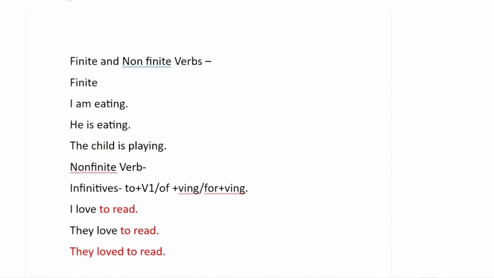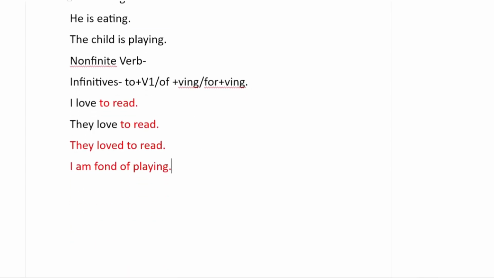Let's take an example of of plus V-ing. For example, I am fond of playing. Again, if I change the tense, this is in present tense. If I change it to past, am will change to was. I was fond of playing. So again of playing is not changing. So of playing is an infinitive and am is finite. Why? Because it changed. So what changes is finite and what does not change is non-finite.